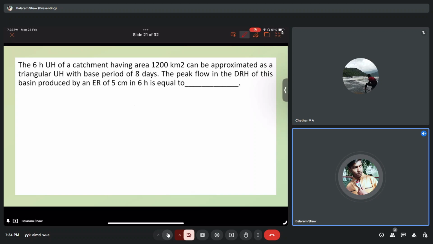So first find the peak discharge. I'll do it with you guys. The peak discharge of the 6-hour unit hydrograph, how much will you get? It is a triangular unit hydrograph, right? So half into base, the base is 8 days. The peak discharge is how much?